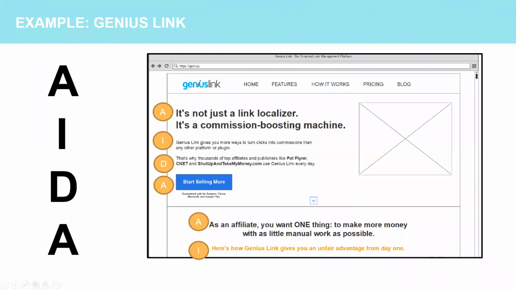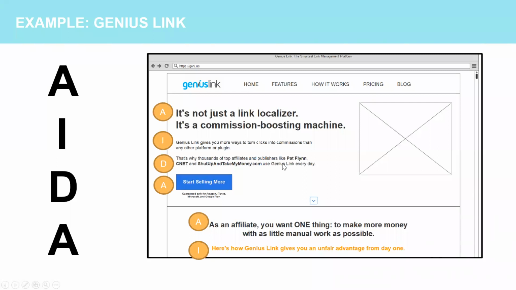So attention: it's not just a link localizer, it's a commission boosting machine. Every other site is saying, hey, localize your links, localize your links. We're saying something different. We're grabbing their attention. And then we're getting them interested. Genius Link gives you more ways to turn clicks into commissions than any other platform or plugin. Again, differentiating right off the top, holding on that interest. Now we're agitating desire. That's why thousands of top affiliates and publishers like Pat Flynn, CNET, and Shut Up and Take My Money use Genius Link every day. So for this audience, for affiliates, this agitates that desire because these are people they want to be like. These are people that they respect. And if they use this, cool, that desire to use it myself gets a little bit clearer.